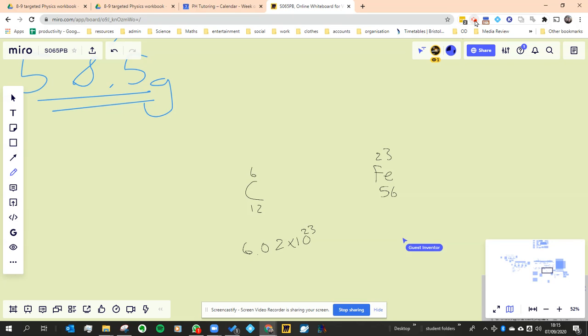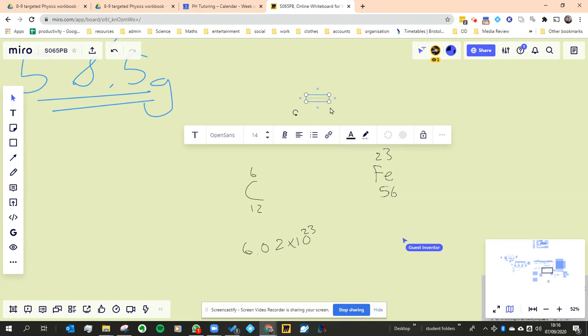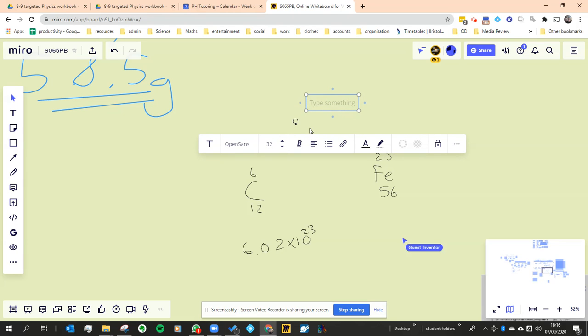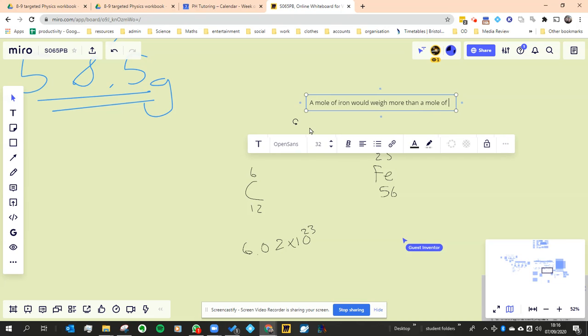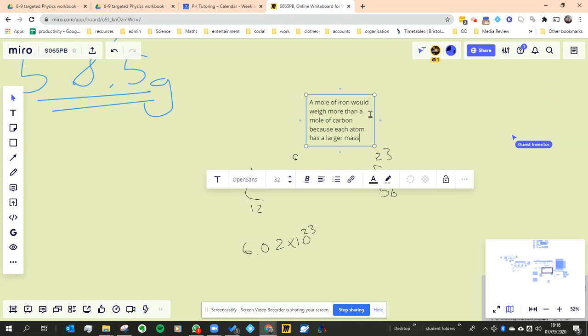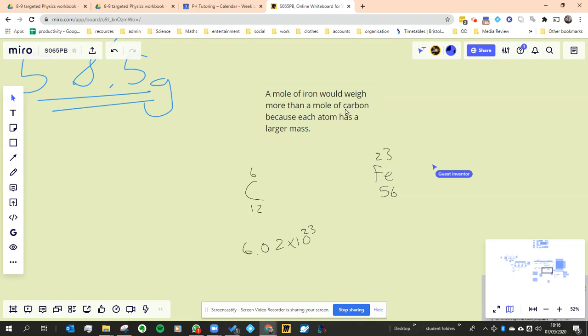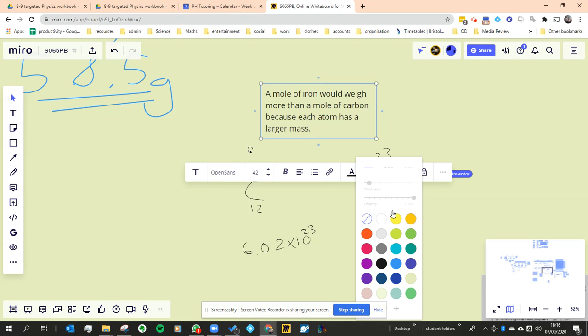about that number? Why was that number chosen? 6.02 times 10 to the 23. Okay, so let's, well, I'll come back to that point actually. But first of all, let's summarize that a mole of iron would weigh more than a mole of carbon because each atom has a larger mass. So if we had 6.02 times 10 to the 23 of each in each case, then the iron's going to weigh more because each atom weighs more. Does that make sense?